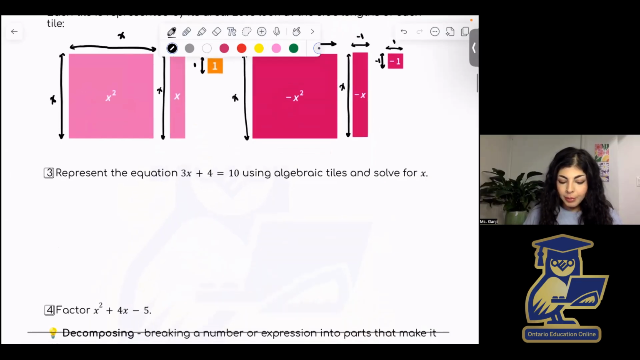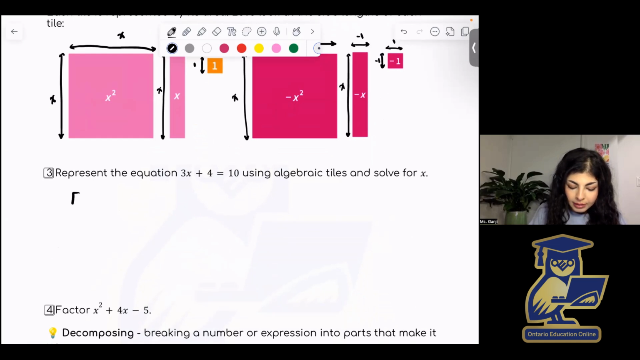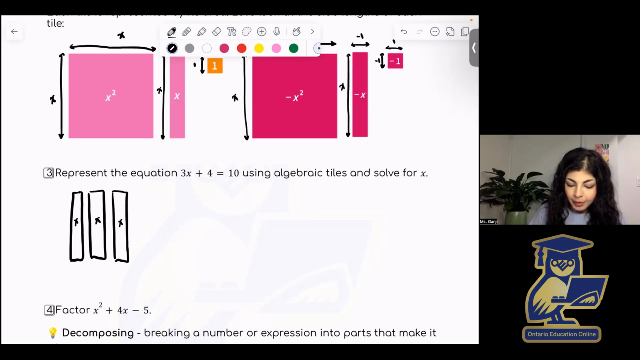Now we will look at this example here with the equation 3x plus 4 equals 10. So we're going to now use those algebraic tiles. So starting with 3x, and we have 4 tiles. And this is equal to 10.